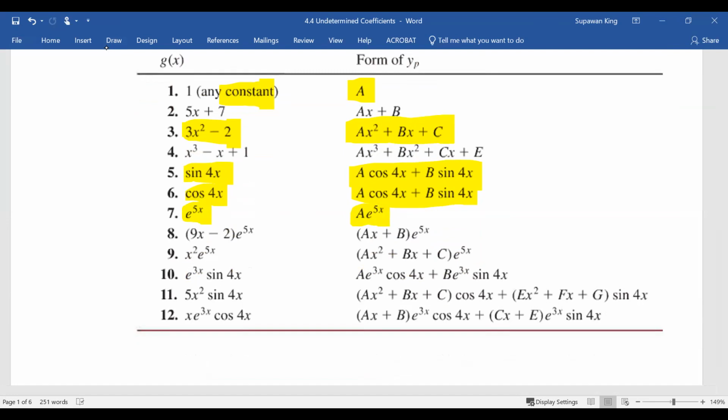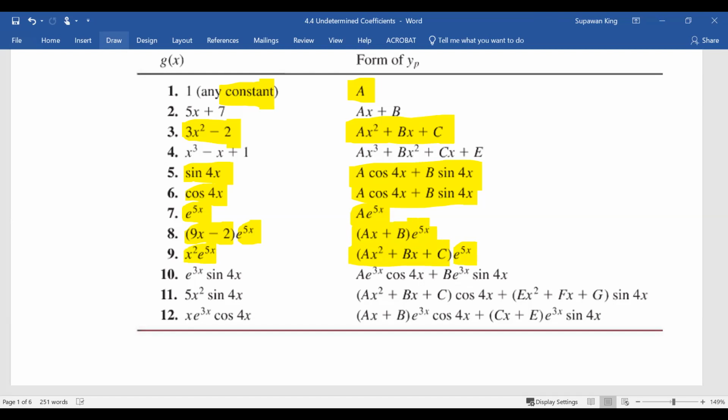If we have a product of a polynomial and an exponential function, for the polynomial part of degree 1, the linear term, we have the form Ax plus B, and e to the 5x as the exponential part. If we have degree 2, like x squared times e to the 5x, for x squared, that's a polynomial of degree 2. That part we use Ax squared plus Bx plus C, multiplied by the exponential e to the 5x, and then determine the values for A, B, and C.